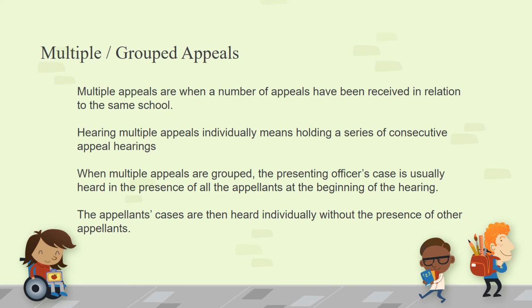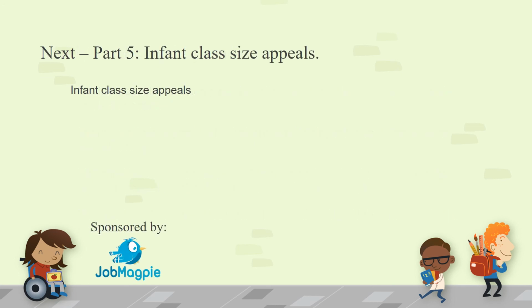When multiple appeals are grouped, the presenting officer's case is usually heard in the presence of all the appellants at the hearing. The appellant's cases are then heard individually without the presence of other appellants. In the next module, Part 5, we will explain more details about infant class size appeals.